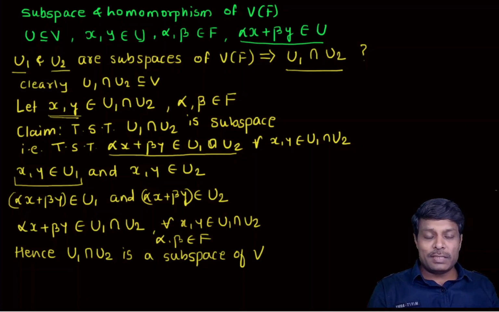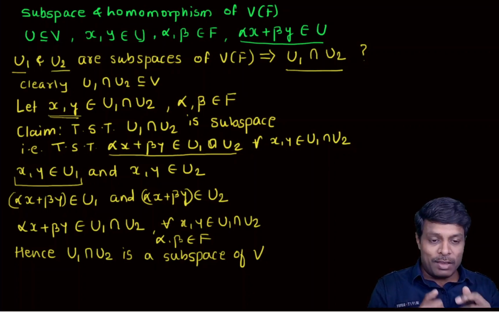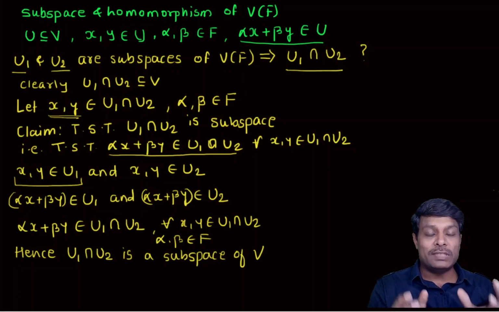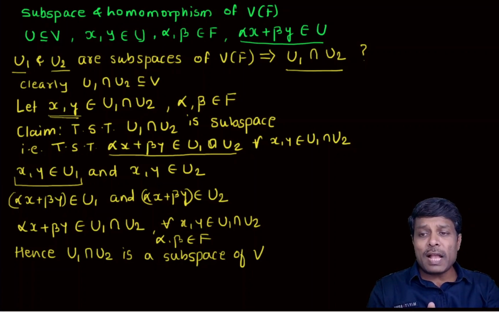But the important thing is, here we have considered two subspaces, U1 and U2, and we have operated one operation on these two subspaces, that is intersection. And we have just proved that the intersection of two subspaces is again a subspace. So instead of intersection of two subspaces, if I consider addition of two subspaces, then what will happen?